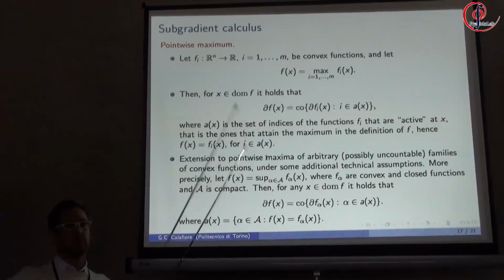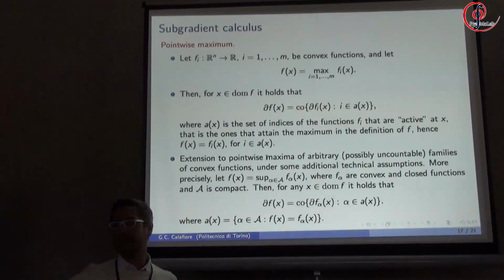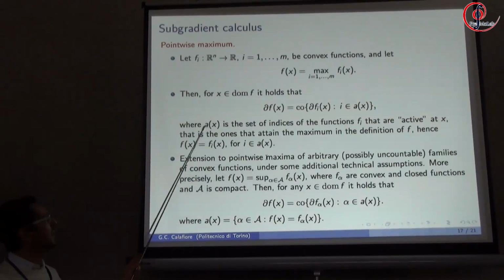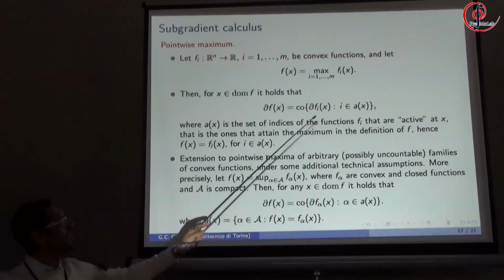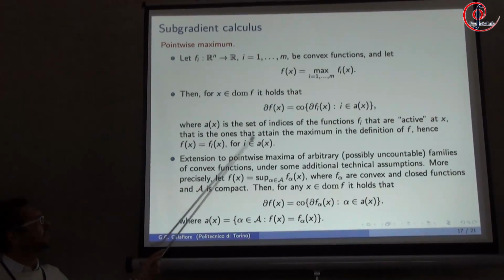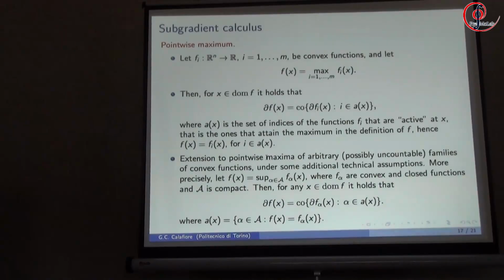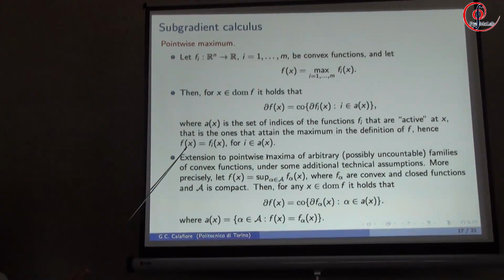And which are the important ones? Well, those which belong to the so-called active set, where this A of x is the set of indices in 1 to m of the functions that are active, in the sense that these are the functions that attain the maximum in the definition of f. Okay? So those indices for which f_i of x actually gives us the value of f.